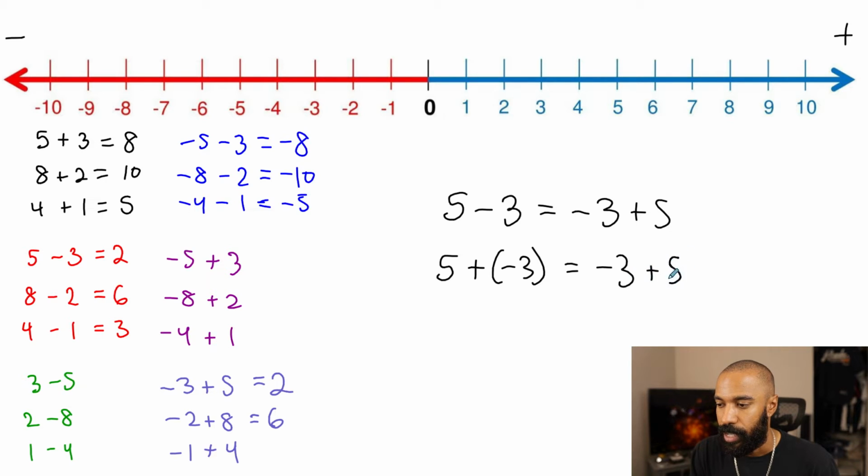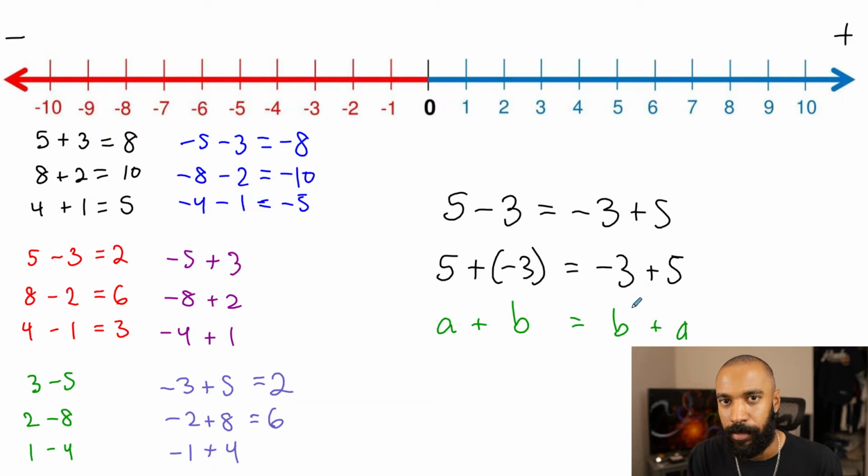Take a look at how this connects very well to the commutative property that I wrote earlier. A plus B equals B plus A. I can reverse the order of these things, I can add them, and they still become the same result. That's what this is. This is the commutative property right here.